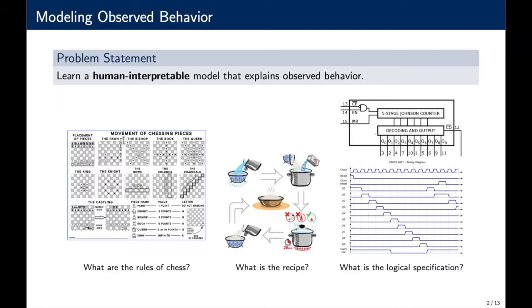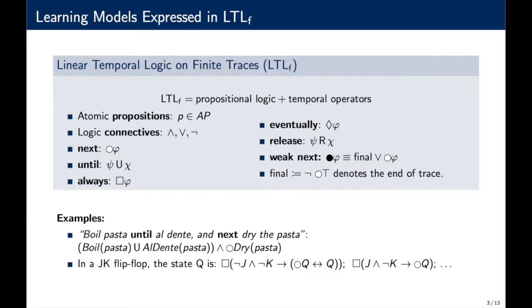We are interested in learning human interpretable models that explain observed behavior. Such systems can be used for learning the rules of chess, or learning what's the recipe of cooking pasta, or learning what's a logical specification for a sequential circuit.